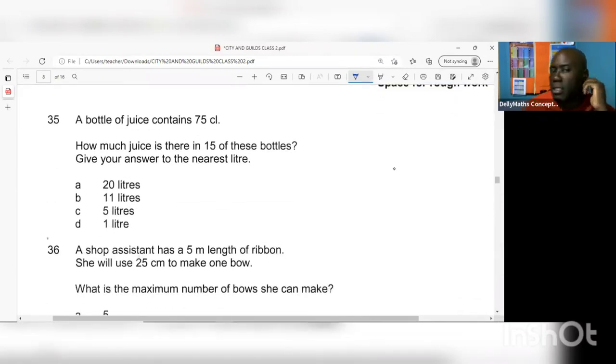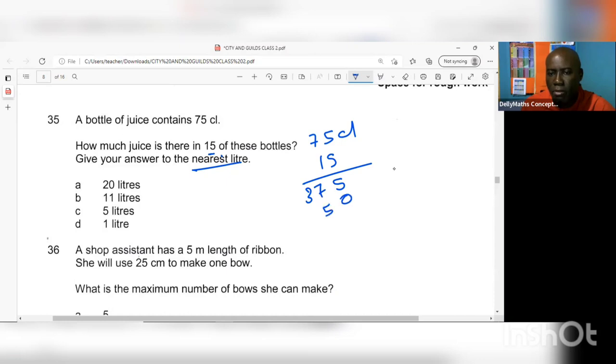A bottle of juice contains 75 centiliters. How much juice is there in 15 of those bottles? Give your answer to the nearest liter. So we're talking about 15 of these bottles. So you want to go 75 cl by 15. Let's go 5 times 5 is 25, 5 times 7 is 35, 37, put a 0.